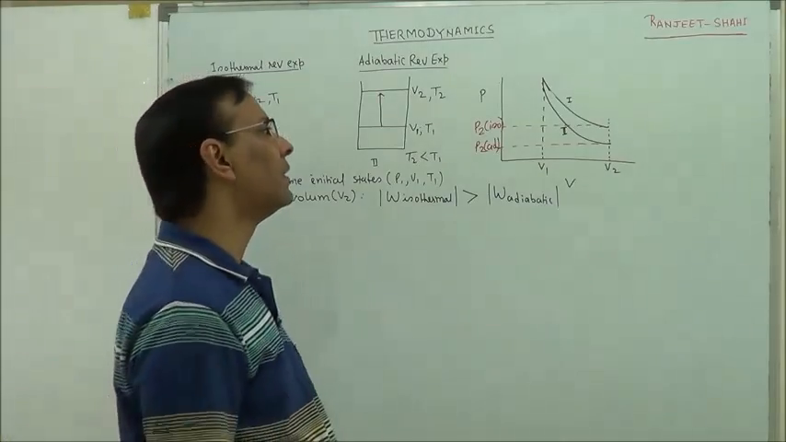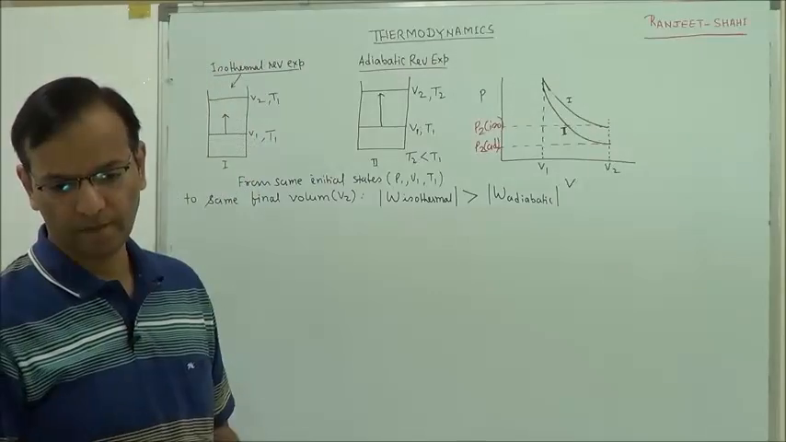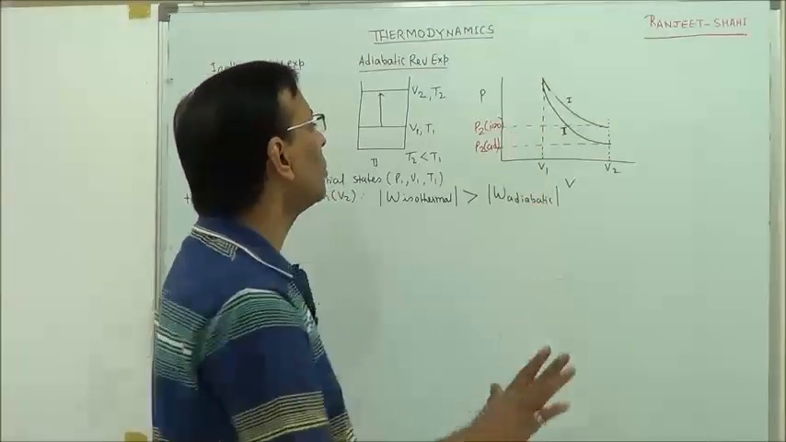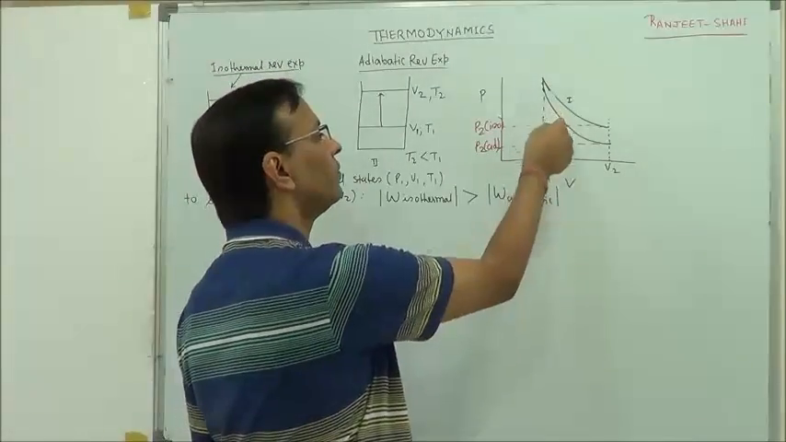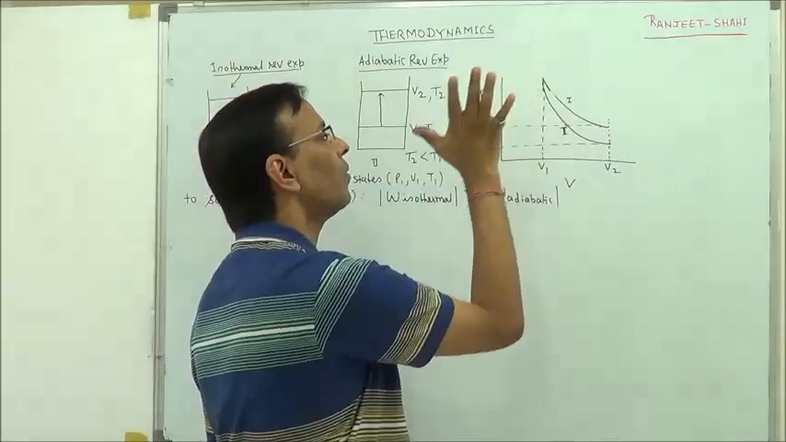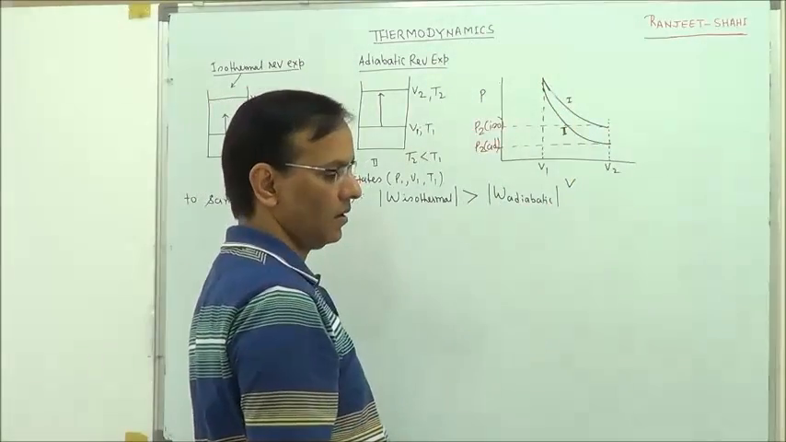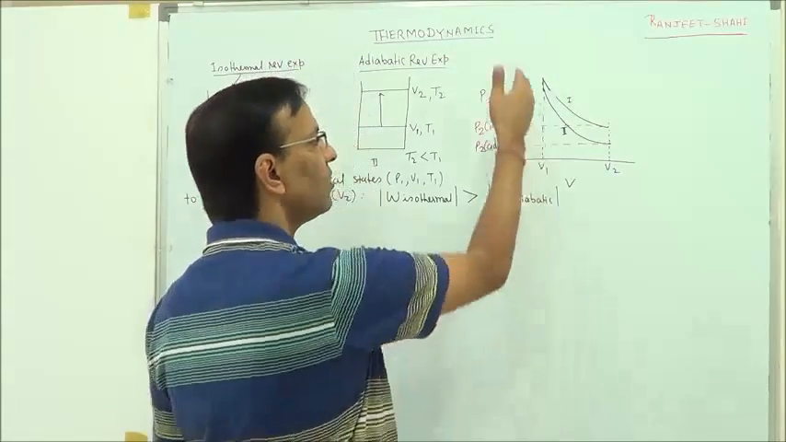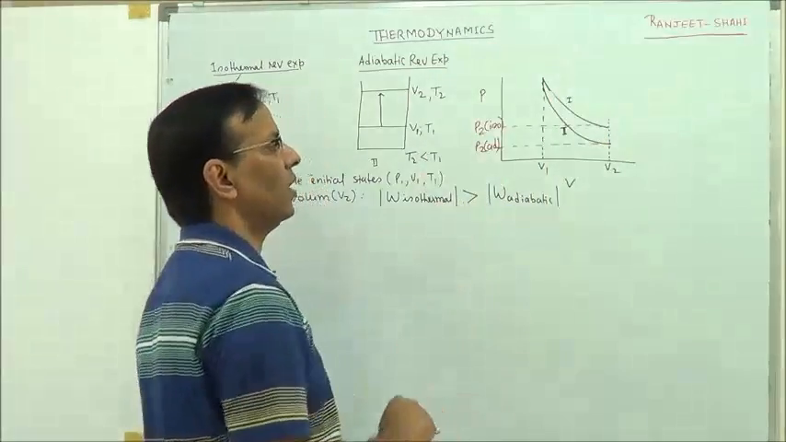Also, we can see that the slope dy by dx, the slope of curve 2 at every volume, is greater than the slope of curve 1. Curve 2 is steeper than curve 1. So we can say that pressure decreases more rapidly in the adiabatic process than in the isothermal process.